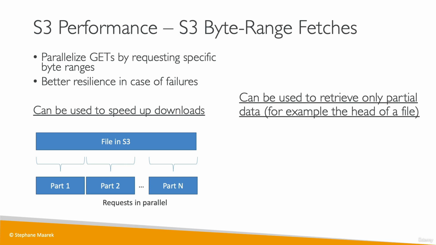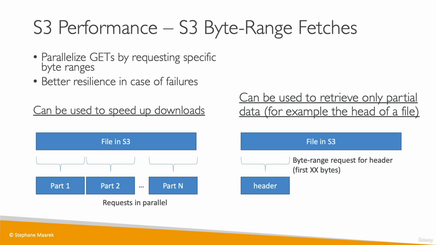The second use case is to only retrieve a partial amount of the file. For example, if you know that the first 50 bytes of the file in S3 are a header and give you some information about the file, then you can just issue a byte range request for the headers using the first, say, 50 bytes, and you will get that information very quickly.